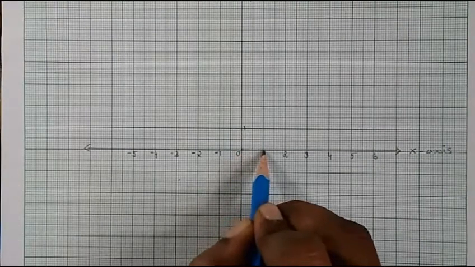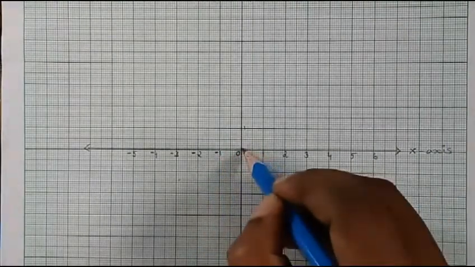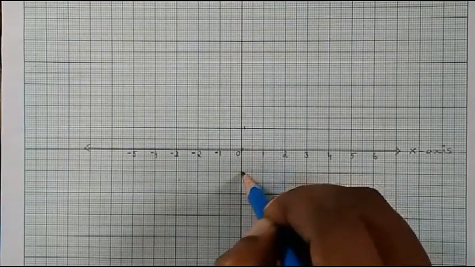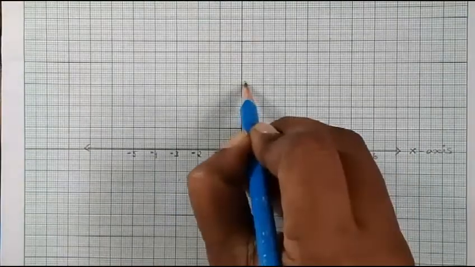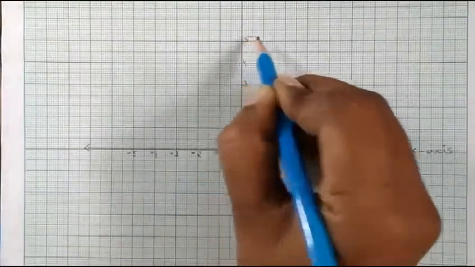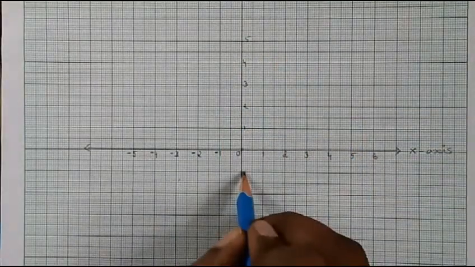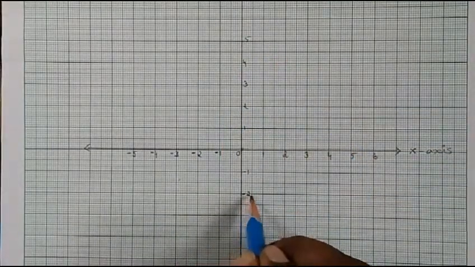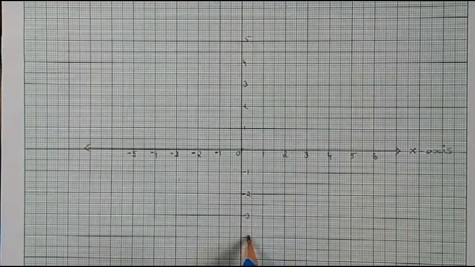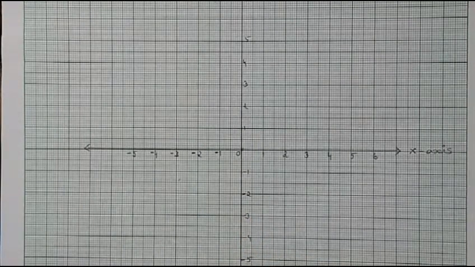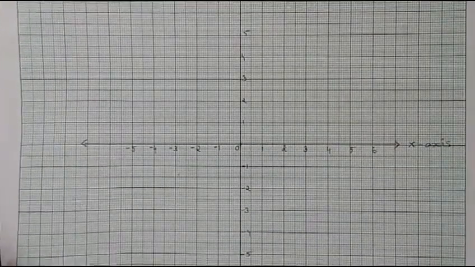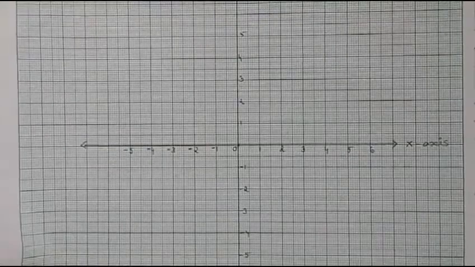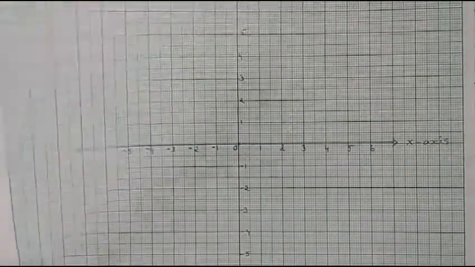Okay, if this is 0, from here to 1, from here to -1, from here to 1, from here to -1 should be an equal distance. Always all the points should be an equal distance. So this is 1, this is 2, 3, 4, 5. And the same way this will be -1, -2, -3, -4, -5. Okay, so now let's find out where these points are lying.